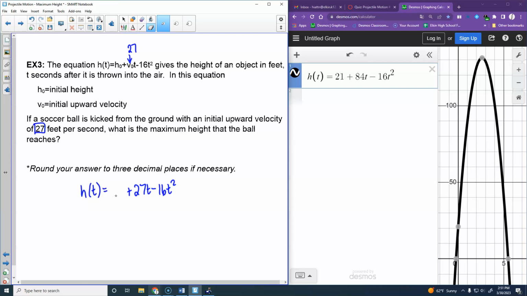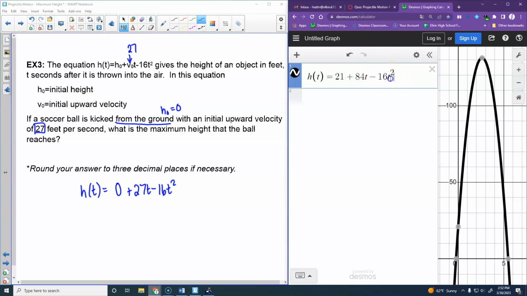Okay, why would we use 1? What do you think, Evan? 0. Okay, why? Because it's on the ground. It is kicked from the ground. So since it's on the ground whenever it is kicked, 0 is going to go right here. Sometimes these won't give you an initial height, but they'll give you clues about where the ball is whenever it is kicked. So it is from the ground. That tells us h sub 0 is 0 in this case, because if something is on the ground, its height is 0.